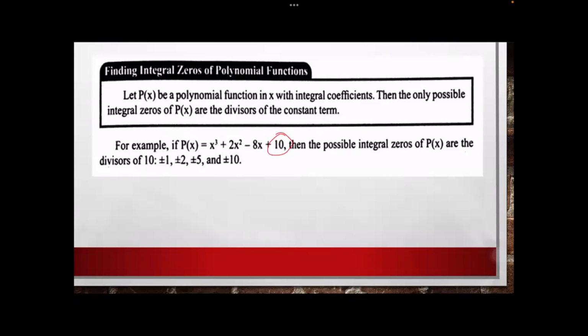The factors of 10 that we have here: 1, because 10 can be divided by positive and negative 1, so there are two. Also, 10 can be divided by positive and negative 2. Then also 5, positive and negative 5, because 10 divided by 5 is 2, and 10 divided by 2 is 5. 10 divided by 1 is 10, and positive and negative 10, because 10 divided by 10 is 1. We cannot use 3 because it gives a decimal, and we cannot use 4 because it gives a decimal. So, those are the possible divisors of 10: 1, 2, 5, and 10.